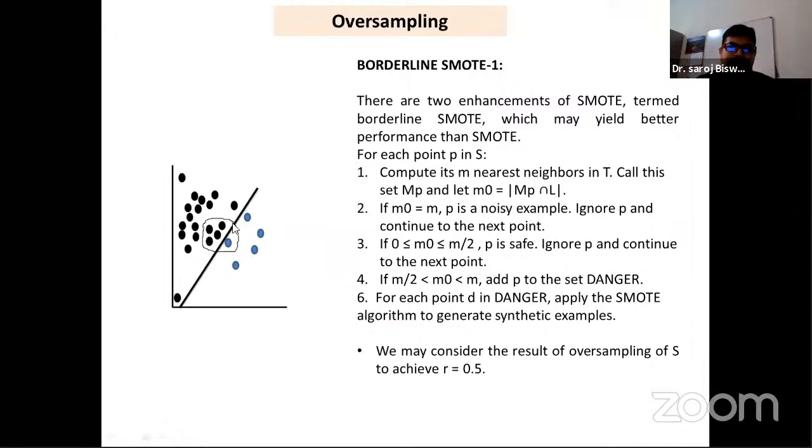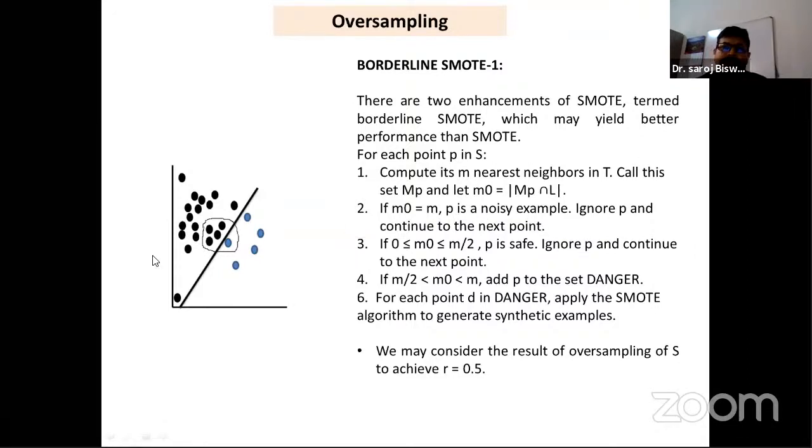Because in MP we already have all the nearest neighbors, and we are finding the intersection with L. L is the majority pattern. So in this case, the value of M0 equals 4. Now the cases are coming here. The first case is if M0 equals M, P is a noisy pattern, a noisy example. Ignore P and continue to the next point. So try to understand: in this case, the value of M0 is 4, and the value of M is 4. That's why P is a noisy example.